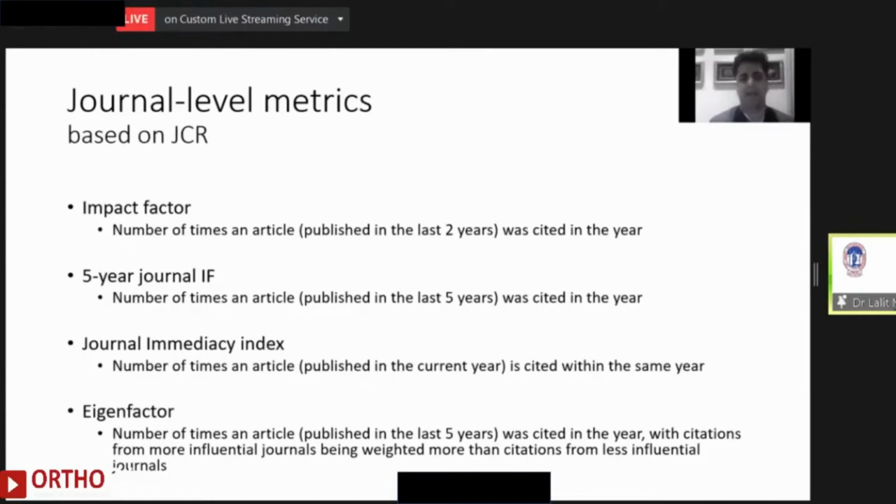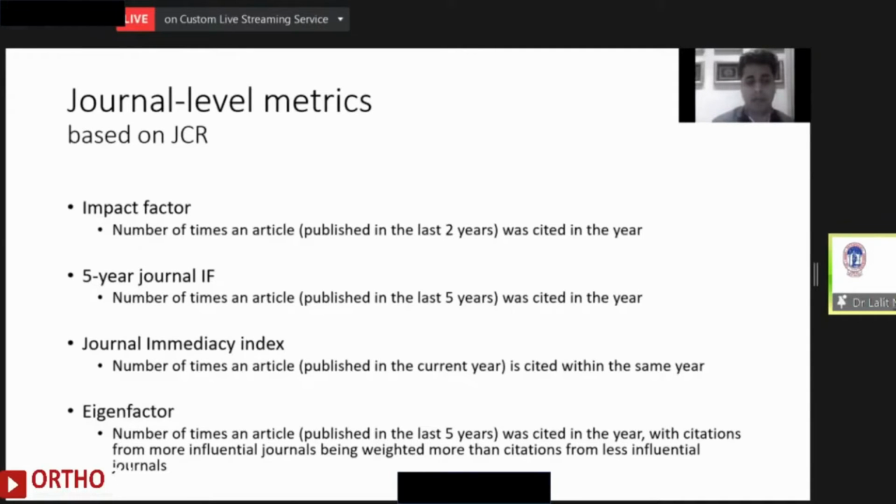So the impact factor is the number of times articles published in the last 2 years were cited in that year. But that is just one way of measuring. You also have a 5-year journal impact factor, which takes into account the last 5 years, which is better because many times articles are published and they don't get cited very soon. They're cited over time, over the next few years.